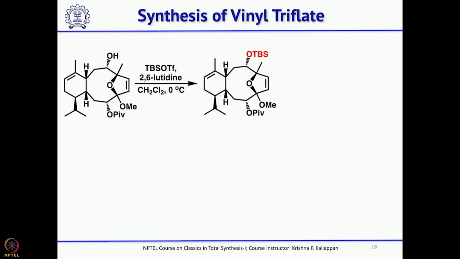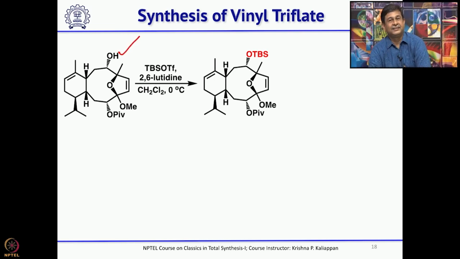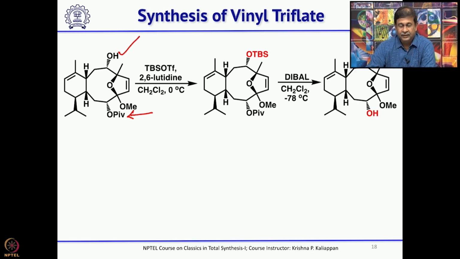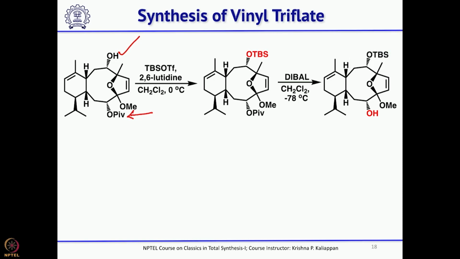So, what did he do first? He protected the hydroxyl group as a TBS ether, so that he can remove the pivalyl group, make the vinyl triflate and then couple with the tributyltin derivative of the sugar to attach the sugar fragment. So, you protected the hydroxyl group, then you reductively remove the pivalyl ester. The pivalyl ester can be reductively removed because it is an ester. If you reduce with DIBAL, the pivalyl ester gets cleaved and you get the hydroxyl group.